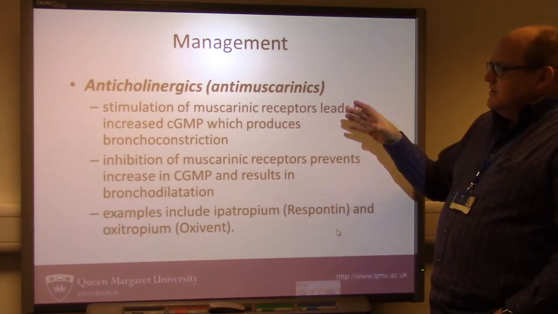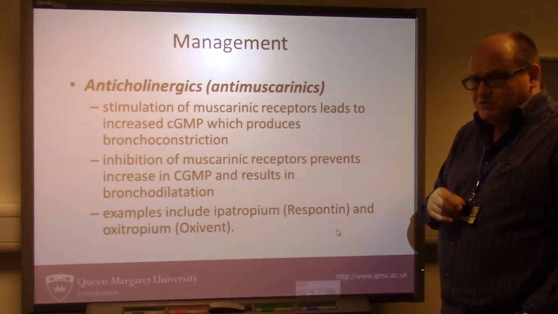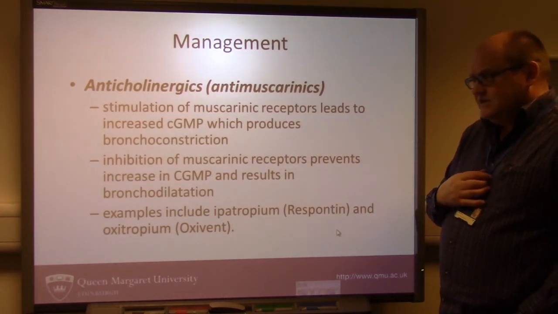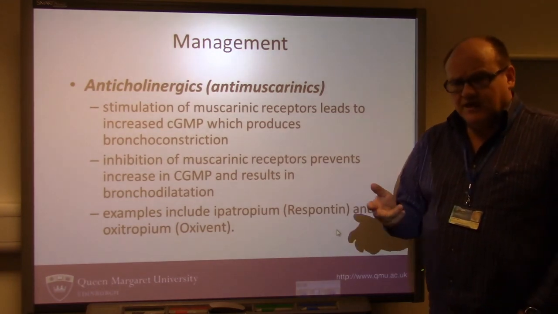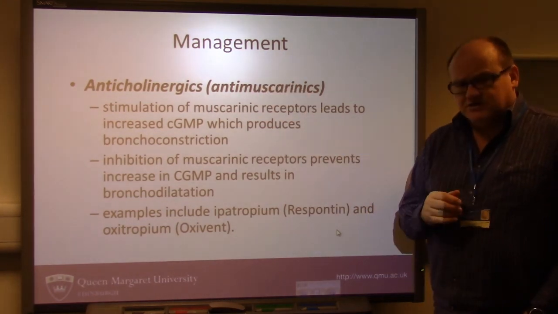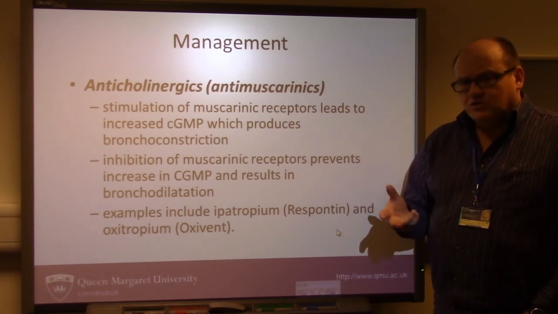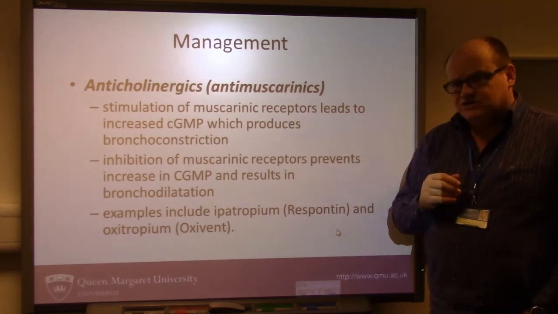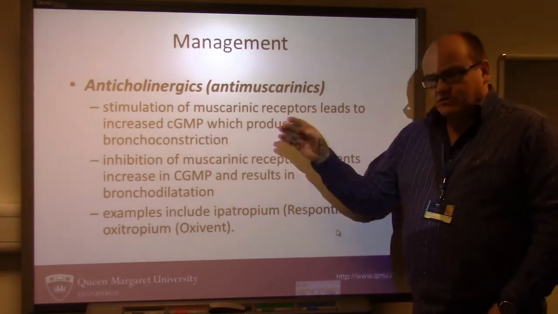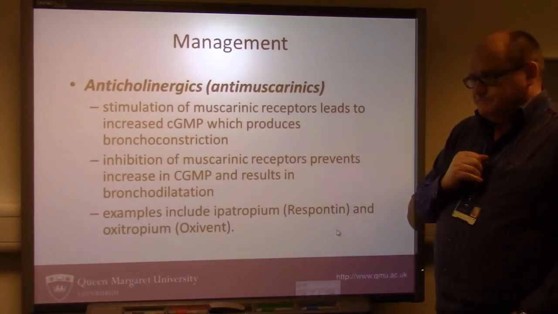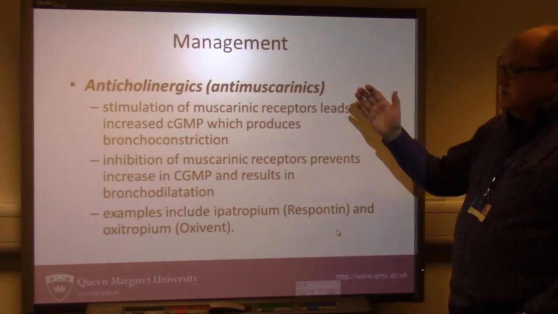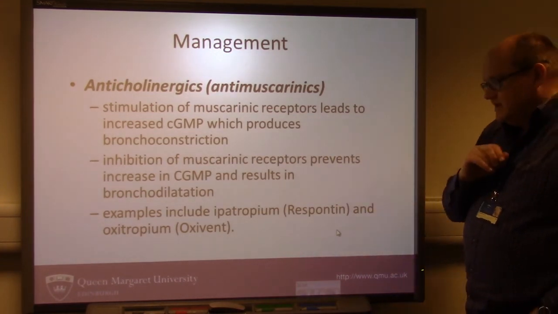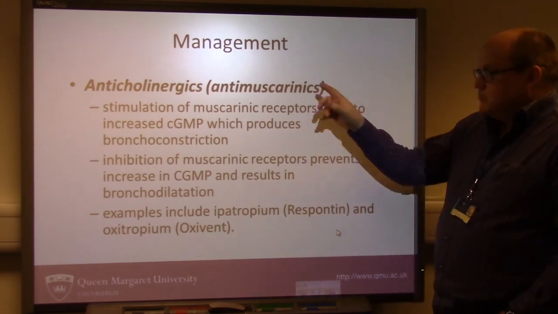Now, the muscarinic receptor is also a G protein coupled receptor, which causes elevation of cyclic GMP through guanylate cyclase, which causes bronchoconstriction. If you block the receptor with an anti-muscarinic drug, you no longer get the stimulation of the G protein, you don't get the stimulation of the guanylate cyclase, you don't get the elevation of cyclic GMP, and you don't get bronchoconstriction, you get bronchodilation. So these compounds inhibit the muscarinic receptor that mediates that. Probably the best known example is ipratropium, which blocks the receptor as above.